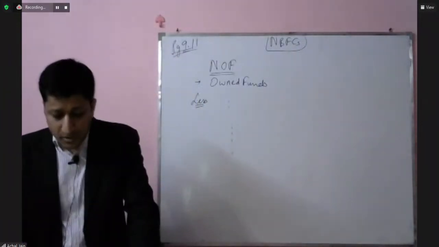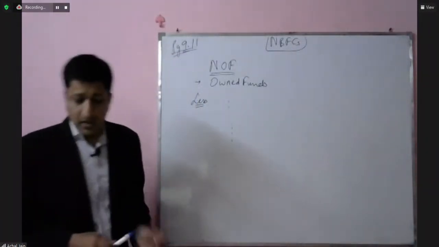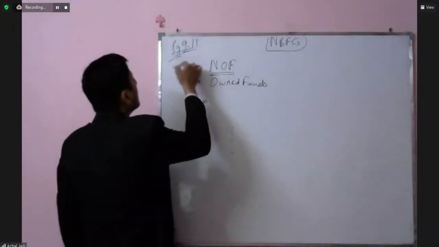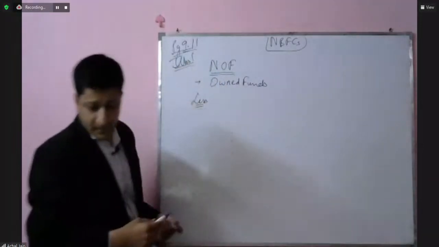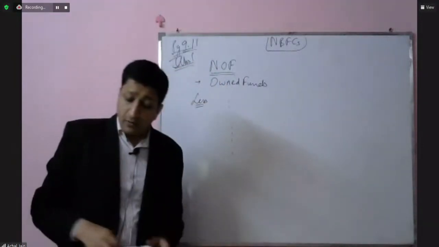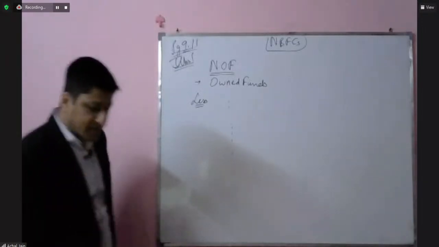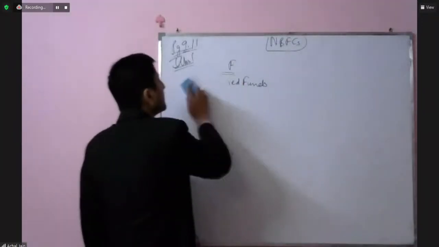Okay. So now we can go to illustration number 1 on the same page to understand this computation in a better manner. You are required to calculate owned fund. Please understand the question is not asking you to compute net owned fund.